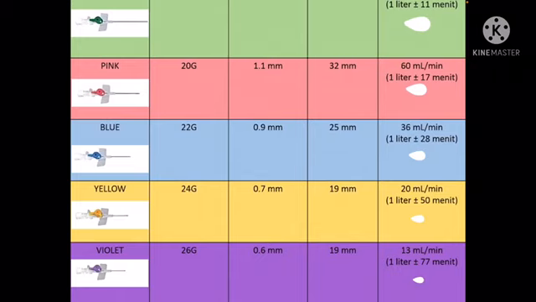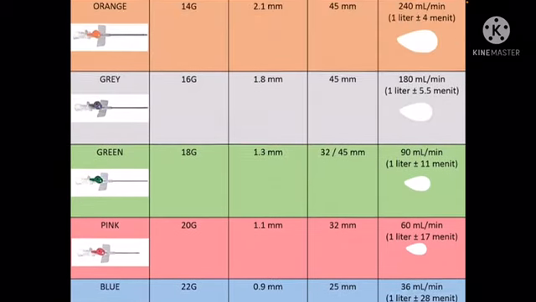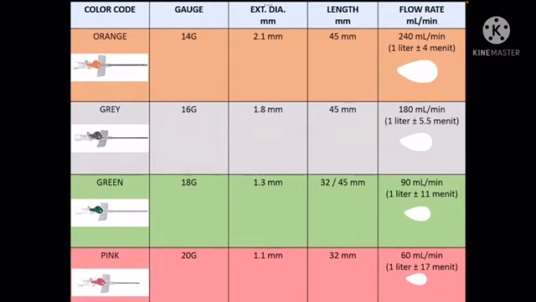Yellow cannula has a gauge of 24. External diameter 0.7. Length is 19 mm, and the flow rate is 20 ml per minute. The violet cannula has a gauge of 26. External diameter 0.6 millimeter, and the length is 19 millimeter, and the flow rate is 13 ml per minute. So we saw that from the maximum gauge to the minimum gauge, their diameter keeps decreasing. So once the diameter decreases, the length decreases, the flow rate also decreases.